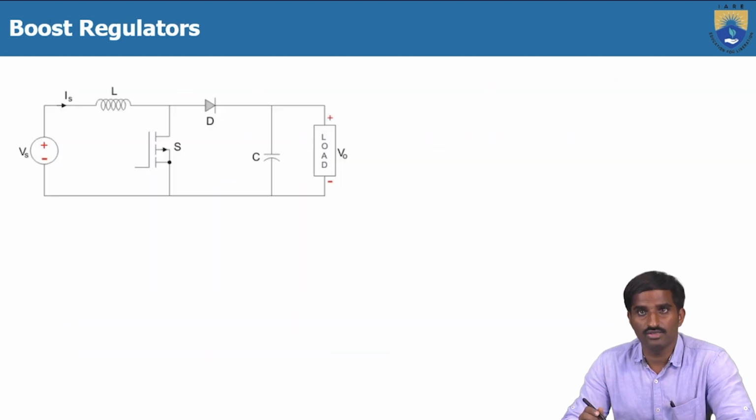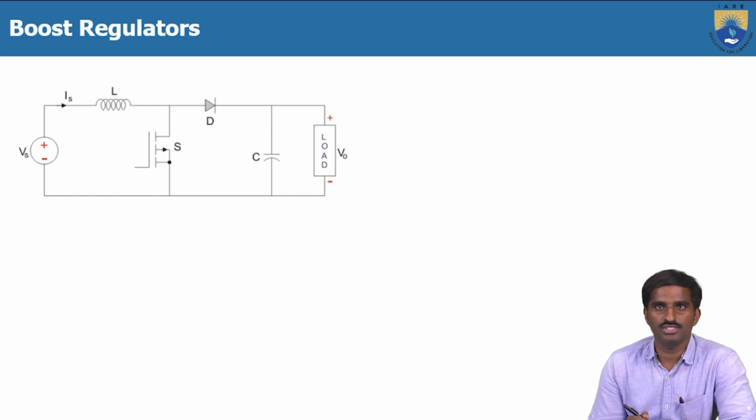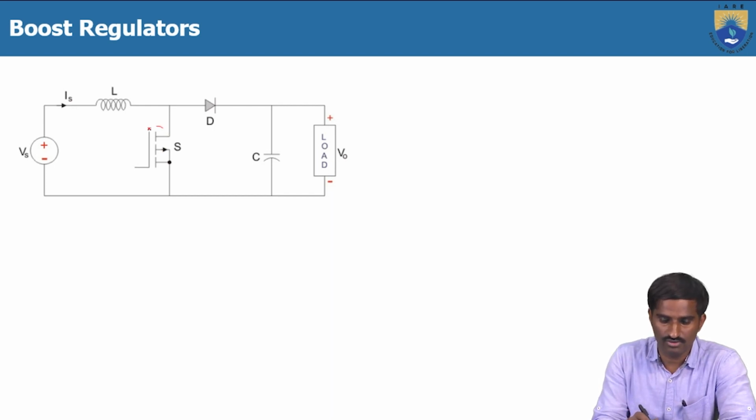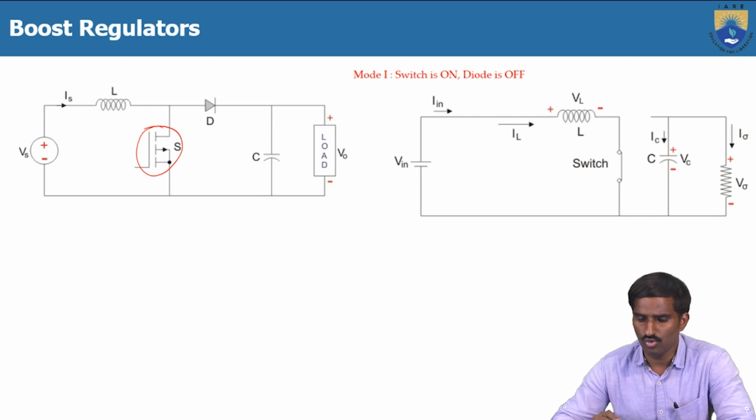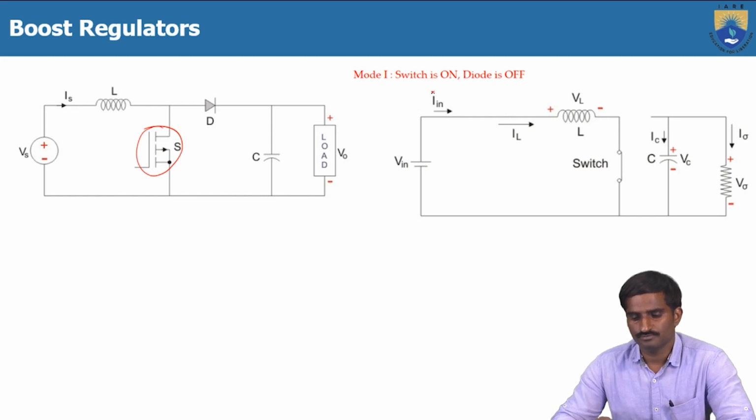Next, the boost regulator. See here, the boost regulator is same like the boost converter or the step up converter, but the only difference is instead of the thyristor, here we have placed a MOSFET. And here also there are two modes of operation. One is during switch turn on, and during switch turn off, right? So first in mode 1, let us consider the switch is on and diode is off.